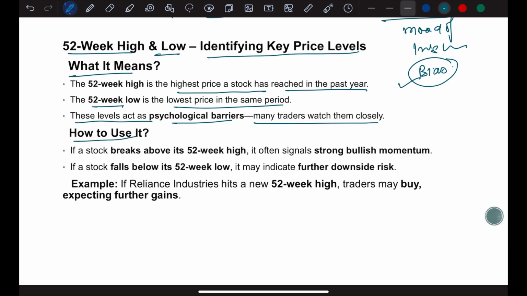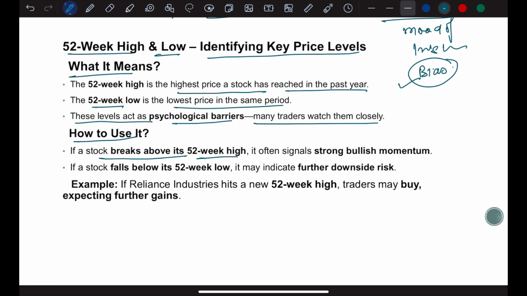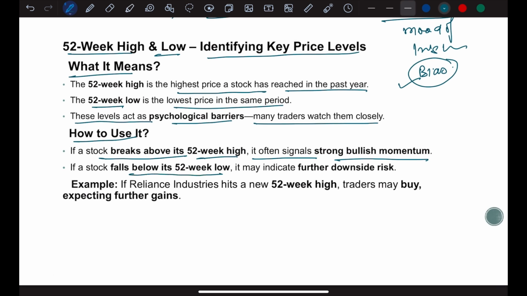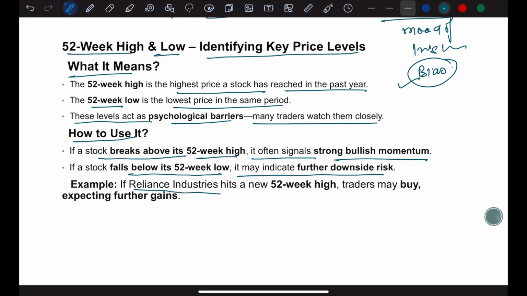And how to use it? If a stock breaks above its 52-week high, it often signals a strong bullish movement, because it has crossed its higher barrier, and we can say that people are watching this stock closely and are trying to make a bullish movement in that particular stock. Similarly, if the stock falls below its 52-week low, it may indicate further downside risk. For example, not any investment advice, if Reliance Industries hits a 52-week high, traders may buy expecting further gain.